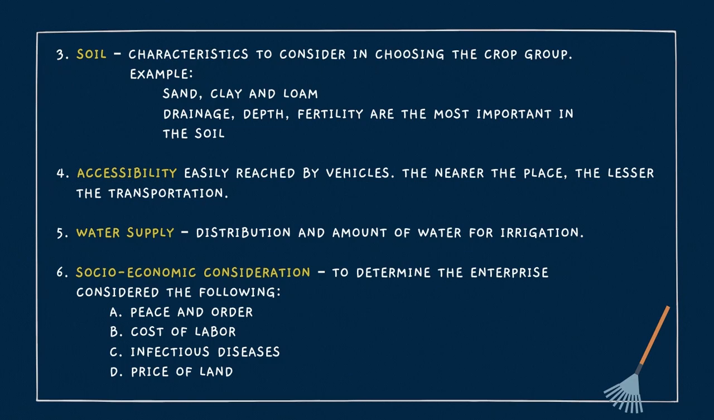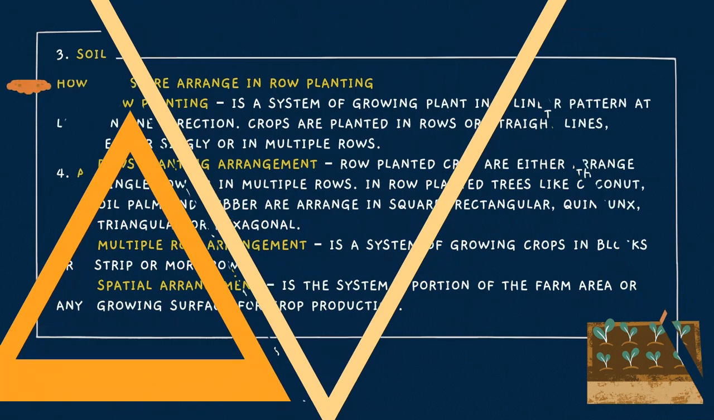Number 6, socio-economic consideration. To determine the enterprise, consider the following. A, peace and order. B, cost of labor. C, infectious diseases. And letter D, price of the land.